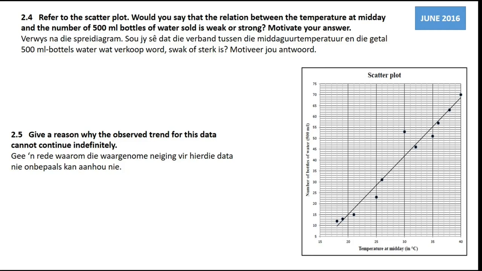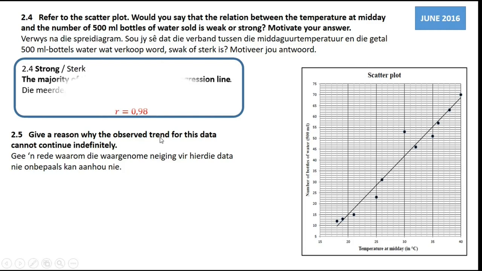So you have to say weak or strong for one mark, probably, and then you have to motivate your answer. And then the second question is going to be, do you think that you can continue with this line forever? I know they're using big formal English words. Give a reason why this observed trend cannot continue indefinitely. And then we will have to talk about that.